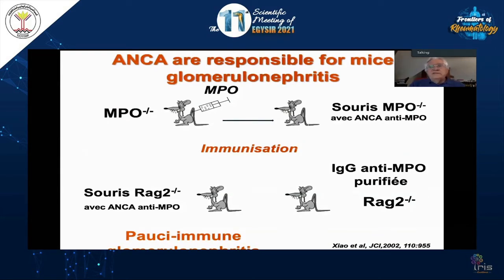The antibody is pathogenic. When you inject myeloperoxidase to knockout mice, the mice produce anti-MPO ANCA. And when you inject the anti-MPO ANCA to another mice, the RAG2 knockout mice, these mice produce IgG anti-MPO, and after that, the mice develop pauci-immune glomerulonephritis.